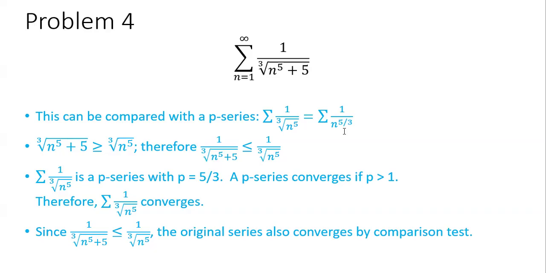And therefore, because our guy is even smaller than the thing we compared to, and we know the thing we compared to converges, something smaller must also converge as well by comparison. Okay, that's how I approach this one, by comparison test, direct comparison test, sometimes we call it.